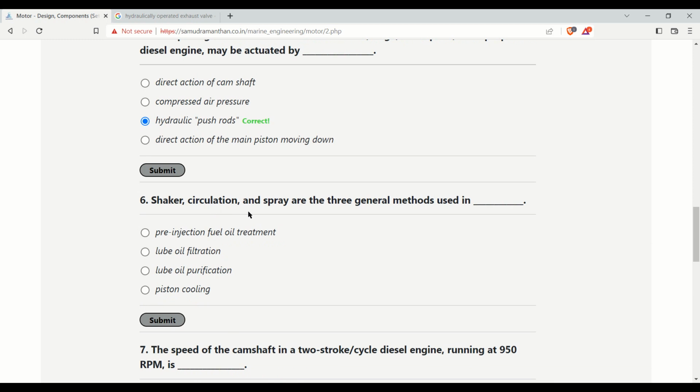Shaker, circulation and spray are the three general methods used in. A person who has watched my previous video will easily answer this question. Yes, it's an easy question. This is the piston, it should be piston cooling. These are the three methods of piston cooling: shaker, circulation and spray.